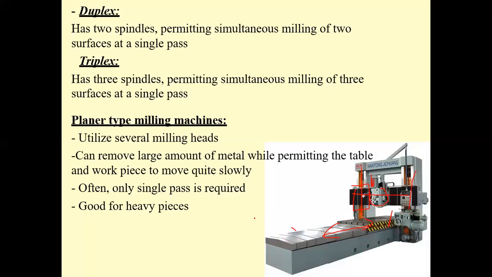But if it is a complex workpiece, or a higher material removal rate is required, then you can use multiple passes also. Normally, though, the operation is performed in a single pass. These kinds of milling machines are normally used for heavy workpieces. Planer machines are used for heavy workpieces, and similarly planer type milling machines are normally used for heavy workpieces, not for light workpieces.